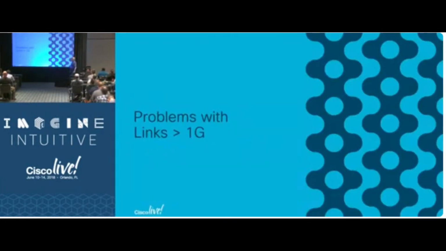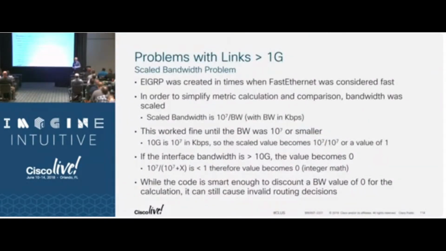There's one specific feature that deserves a mention, and this is actually the last one I'm going to cover here: problems with links larger than 1 gig. When EIGRP first came, Fast Ethernet was considered fast. In order to simplify metric calculations, the bandwidth, as advertised in the original packets, was carried in what we call a scaled form. We took a constant of 10 million and divided by the bandwidth, and that was the value we put into the packet. Each time the packet was received by another EIGRP router, it would be converted back to bandwidth, then back to the scaled form, and again.